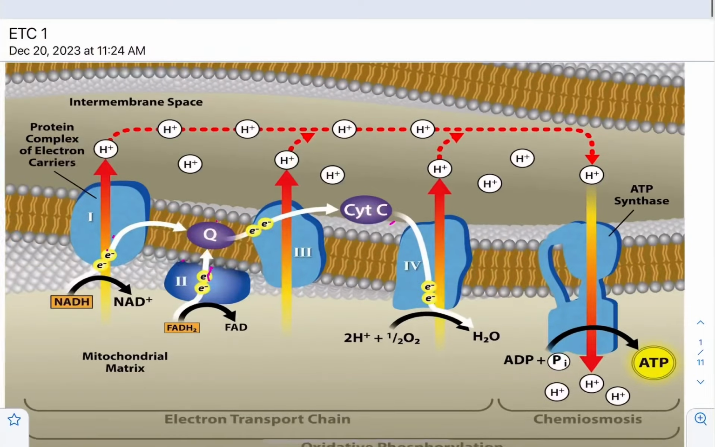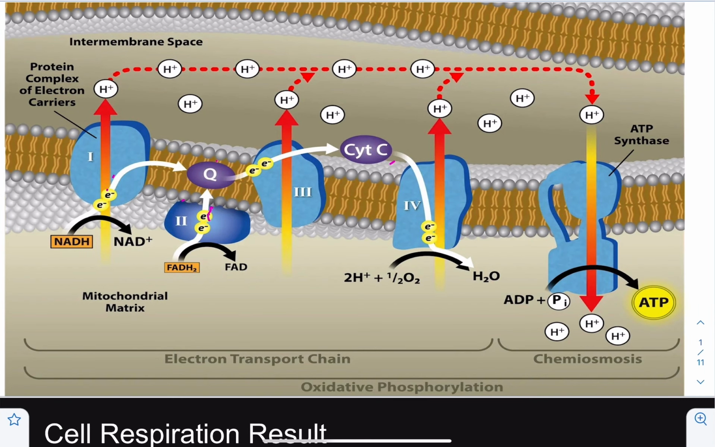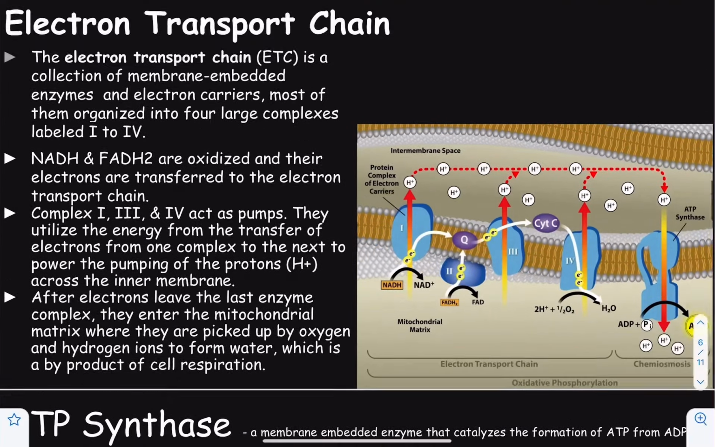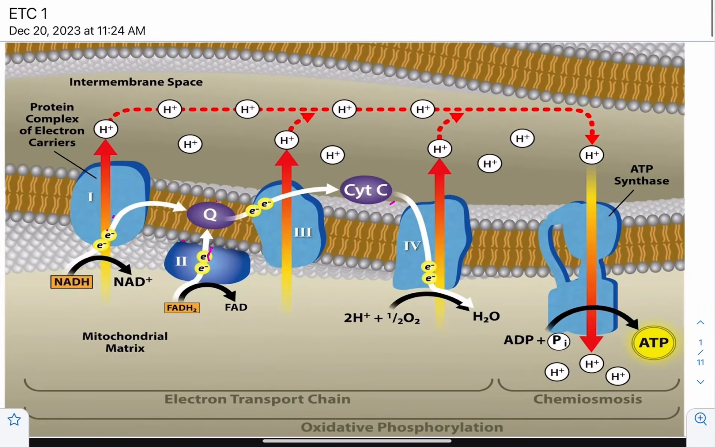Okay, let's take a look at the larger picture. First of all, these energy carriers that were made in the Krebs cycle are sent to the electron transport chain, and also the energy carriers from glycolysis and pyruvate oxidation as well. Most were made in the Krebs cycle, 6 NADH and 2 FADH2. And once they're sent there, they give up their electrons.